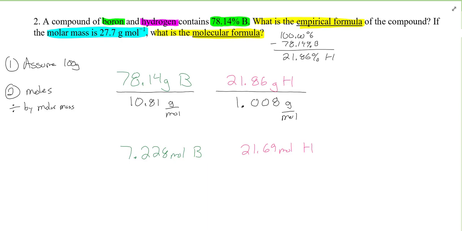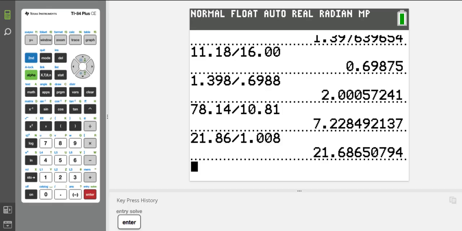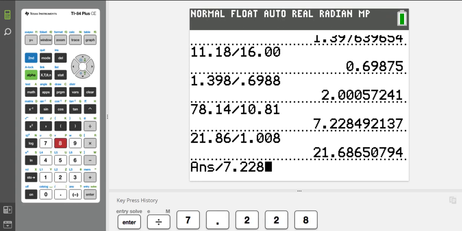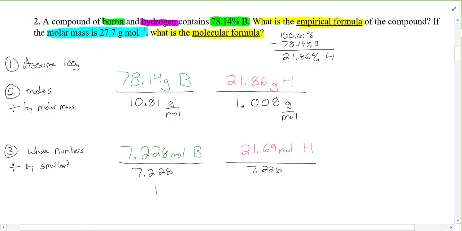Now I got my mole ratio, and you can probably see it looks like it's a 1 to 3, but let's check. So we get whole numbers, and so you divide by the smallest, and that's 7.228. So I'm going to cheat. Since this number's here, I'm just going to hit the divide key, and divide it by 7.228. And what do we get? 3.000. That's 3. We get 1 for boron and 3 for hydrogen. So our empirical formula is BH3. And that's the answer to the first question.